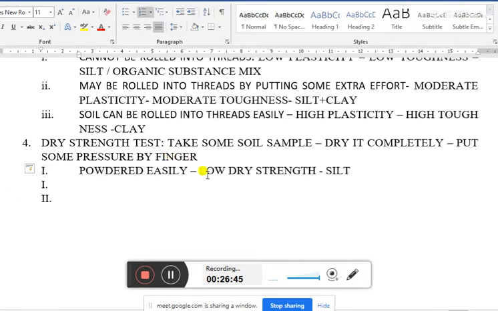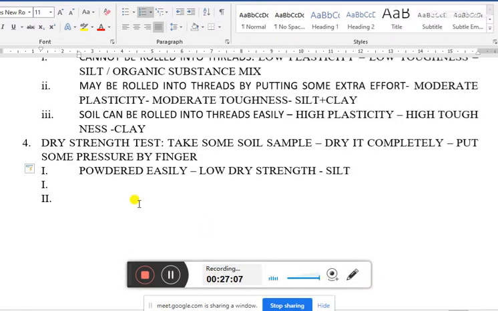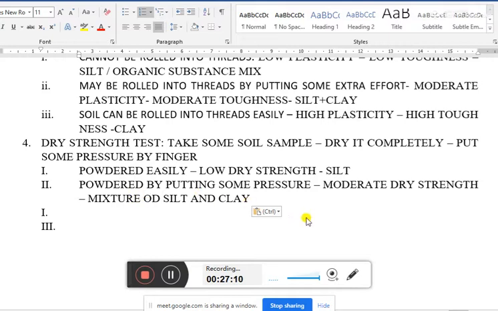The soil is powdered easily by some pressure of your finger. Then the soil has low dry strength and may be classified as silt. If the soil can be powdered by putting some extra pressure, then the soil may have moderate dry strength and may be classified as a mixture of silt and clay.